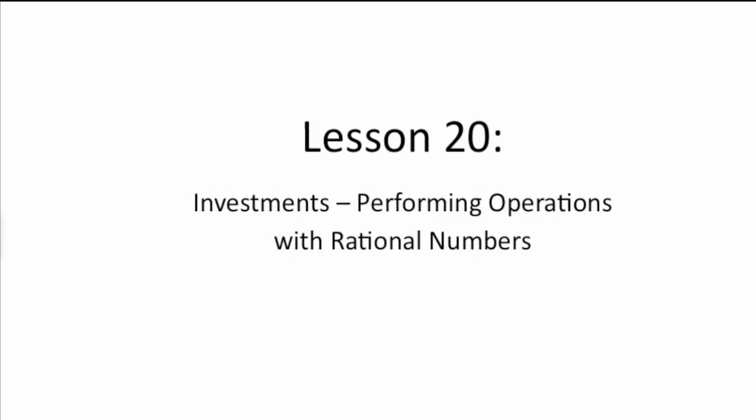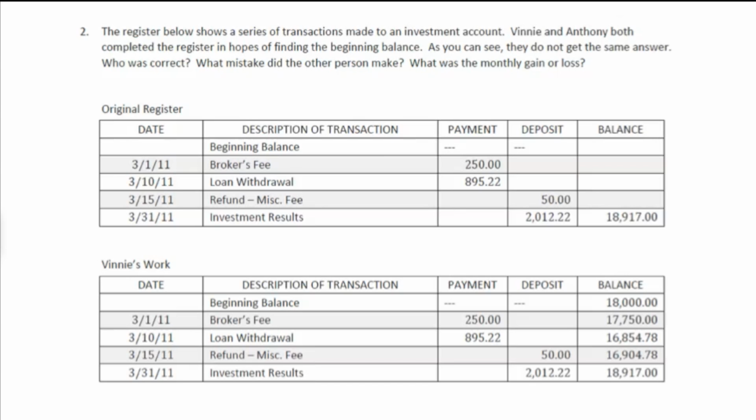We are going to focus on investments and performing operations with rational numbers. We are going to look at problem 2 from the problem set. It reads, the register below shows a series of transactions made to an investment account.